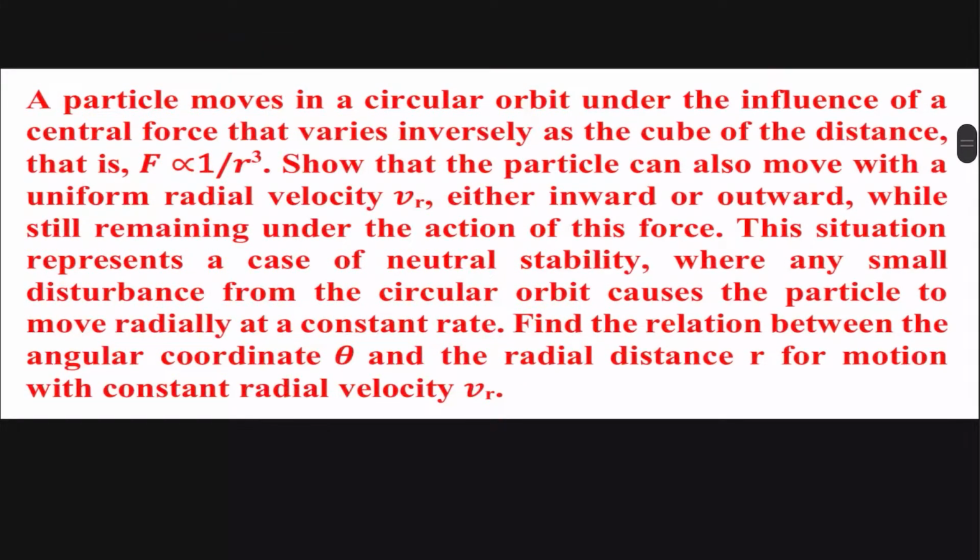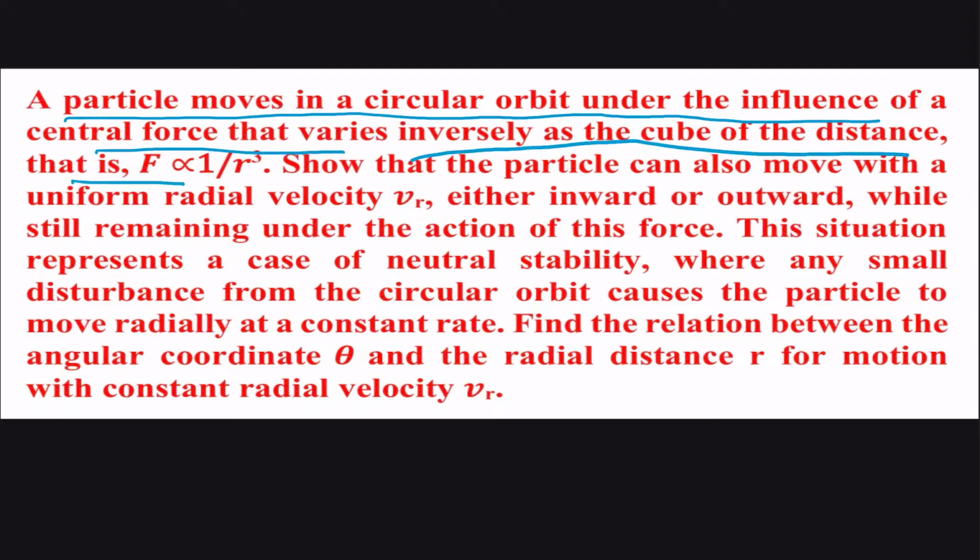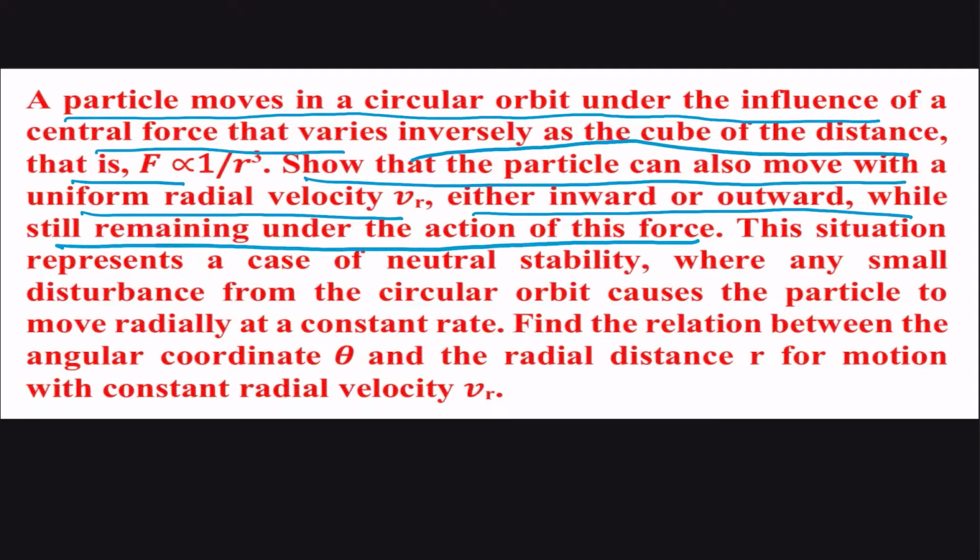And it states that a particle moves in a circular orbit under the influence of a central force that varies inversely as the cube of the distance, that is, F is proportional to 1 upon r cube. Show that the particle can also move with a uniform radial velocity v_r, either inward or outward, while still remaining under the action of this force. This situation represents a case of neutral stability, causing the particle to move radially at a constant rate.